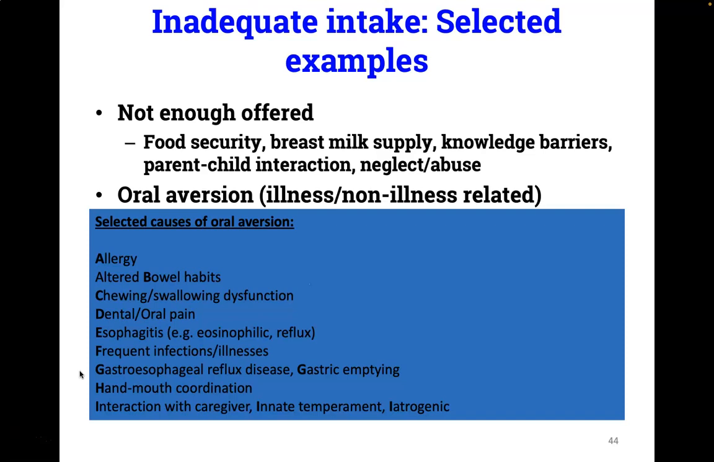to either reflux or eosinophilic esophagitis or other causes, frequent infections or illnesses, gastroesophageal reflux disease or altered gastric emptying, hand-mouth coordination difficulties, either with really young patients or those with neurological impairments, or difficulties with the interaction around mealtime with caregiver or those providing meals, difficulties with temperament, or iatrogenic causes that may lead to oral aversion.